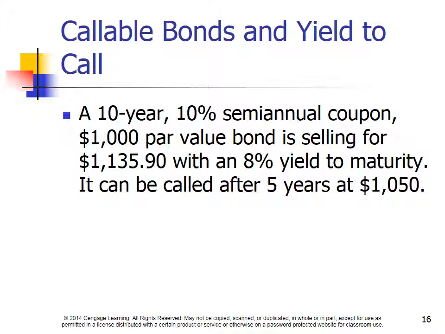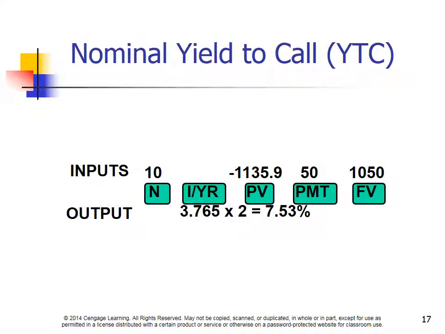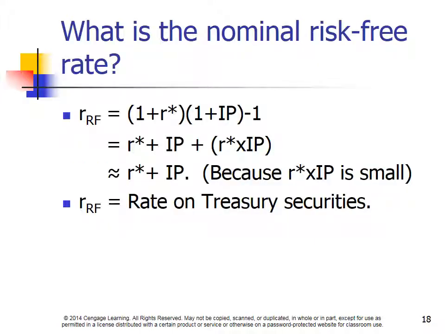Callable bonds and yield to maturity. We have an example where the bond can be called after 5 years at $1,050. For the callable bond, we can use a financial calculator to calculate the nominal yield to maturity and the nominal yield to call.